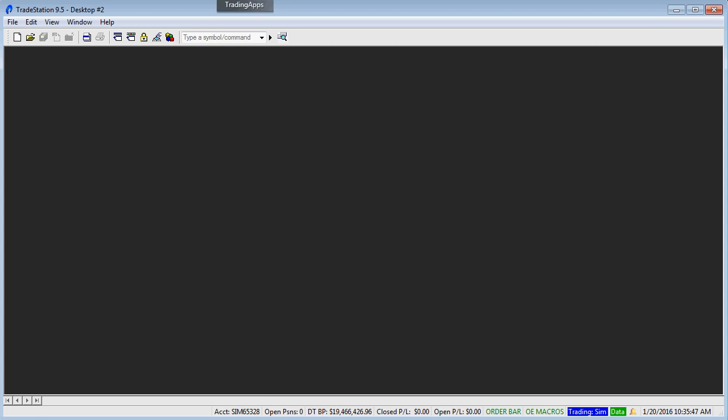I've stripped my TradeStation from all the workspaces and all the bars that are shown on top, like the order bar and the position graph bar. We'll bring those back if we need them. But I wanted to concentrate on strategy trading and the tools that are available for you to do some strategy testing. What is strategy trading?